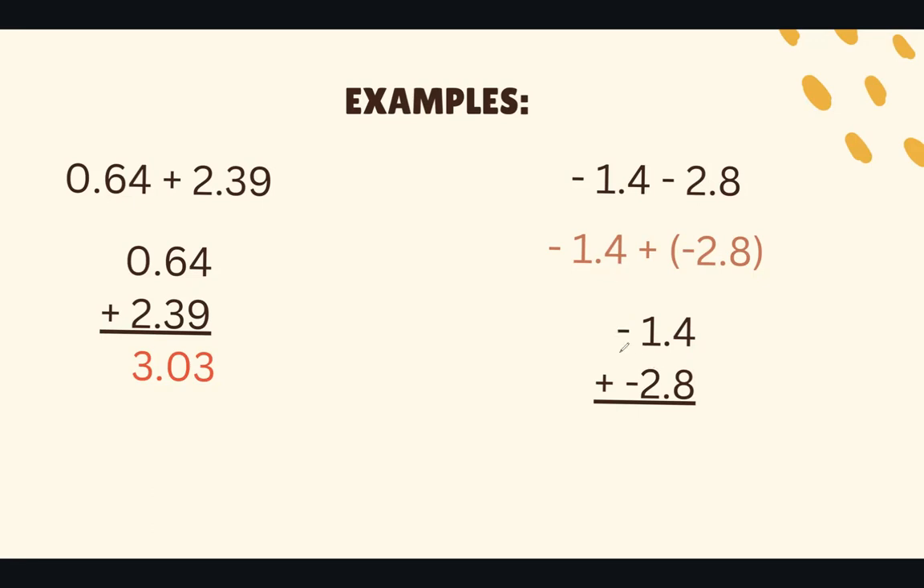Let's proceed. Since we are adding numbers with the same sign, we simply add the numbers. So 4 plus 8, 12, carry 1, 1 plus 1, 2, 2 plus 2, 4. Then simply bring down the decimal point. Since they are both negative numbers, the answer is a negative number as well. So negative 1.4 minus positive 2.8 is negative 4.2.